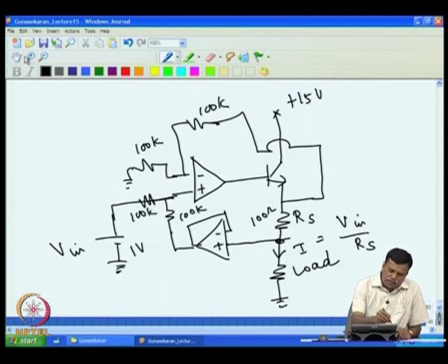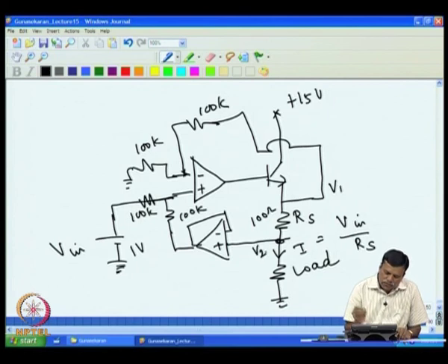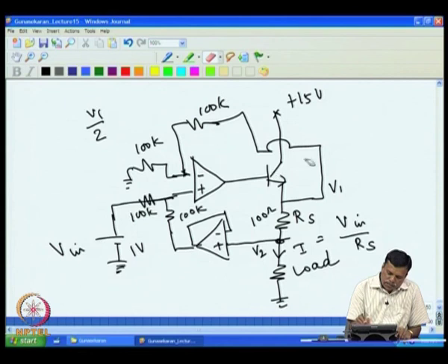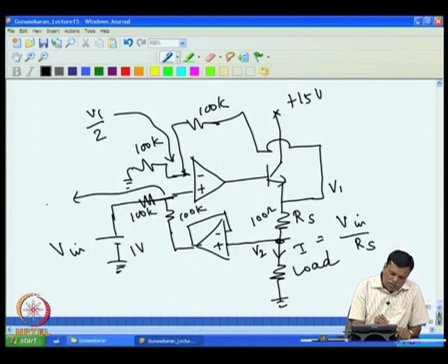Now, if I take this as V1 and this as V2, the voltage at this point is actually V1 by 2, because you have V1 here, and these two resistances divide it. You have one resistance here, one resistance here, so the output voltage is divided by 2. So, the voltage at this point is V1 by 2. Obviously, the voltage at this point also should be V1 by 2.